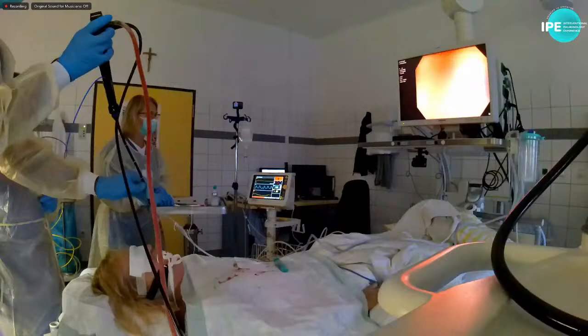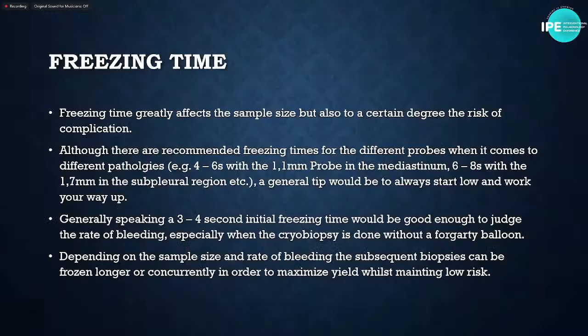When it comes to freezing time, depending on what paper you read, you're going to have a different recommendation on how long you should freeze. There are some general recommendations when it comes to different probes. For example, if you're doing a mediastinal cryobiopsy, they say with a 1.1 probe, you should do 4 to 6 seconds. When you're doing a biopsy of the lung, for interstitial lung disease in the subpleural region, you should use a 1.7 probe for 6 to 8 seconds.